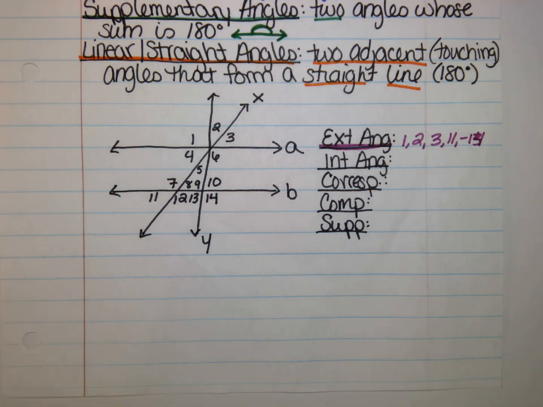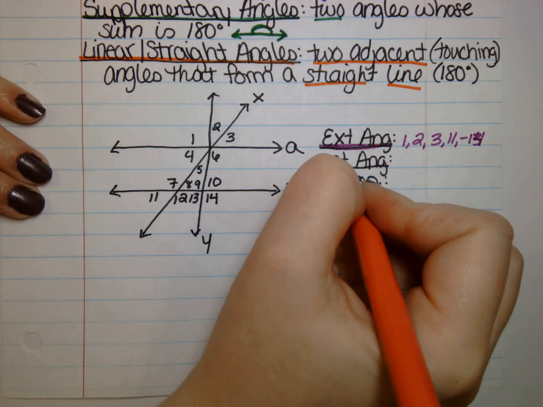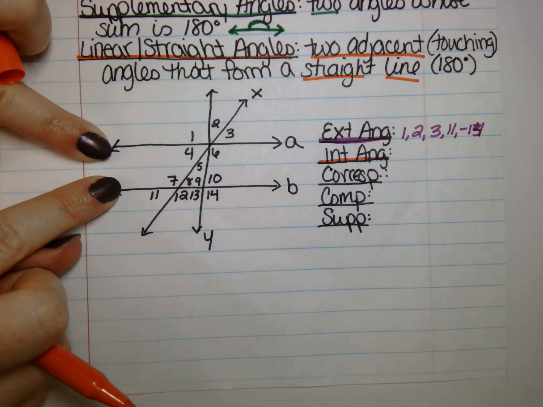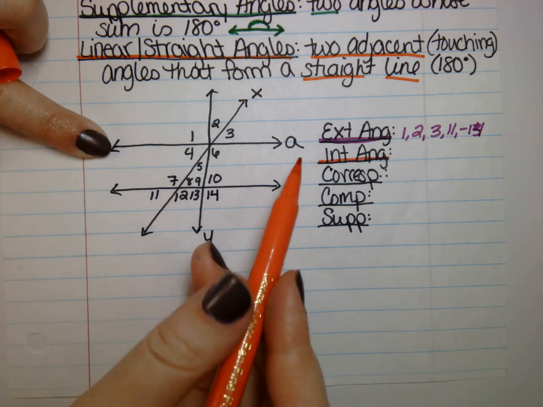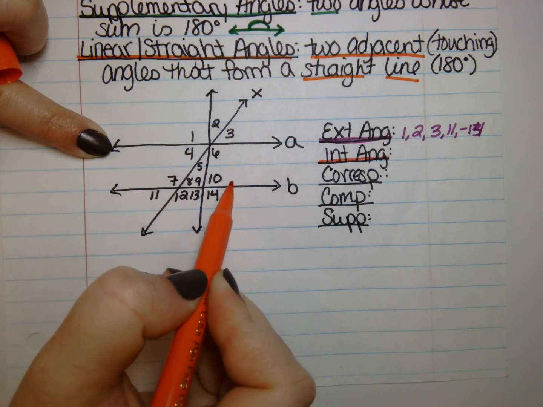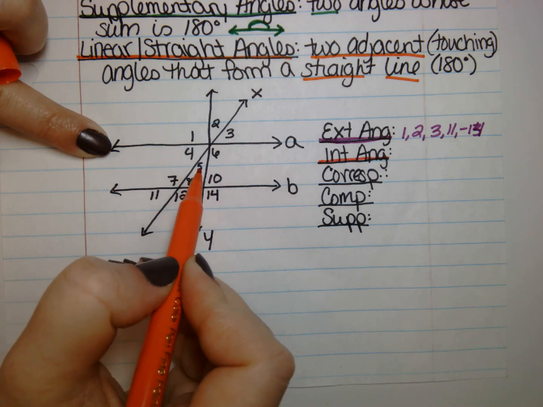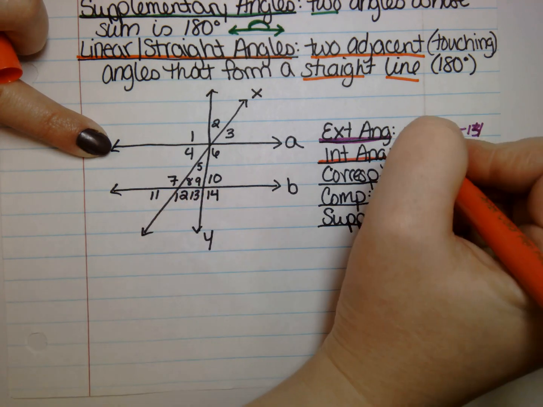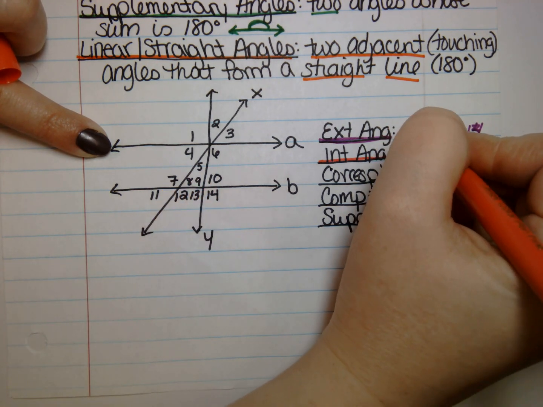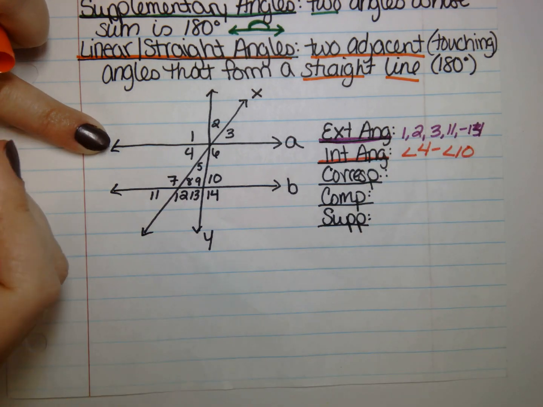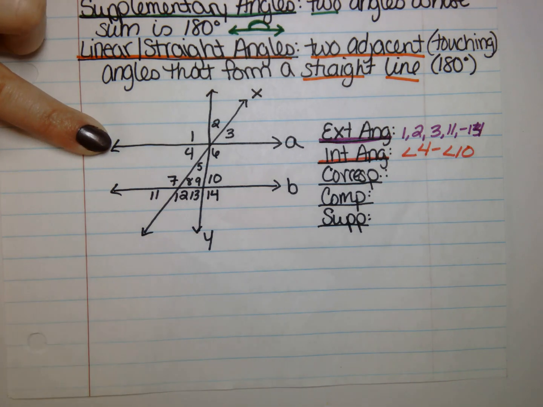For my interior angles, we know that those have to lie inside of my parallel lines. So all of my interior angles are this big group right here in the center. So I have 4, 5, 6, 7, 8, 9, and 10. So I'm just going to write angles 4 through angle 10. Those are all of your interior angles.